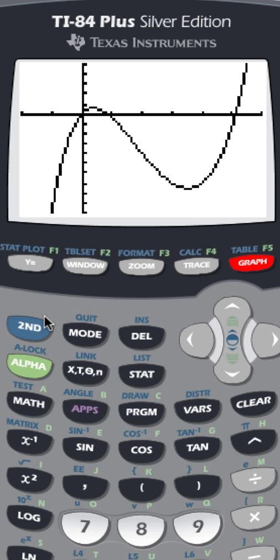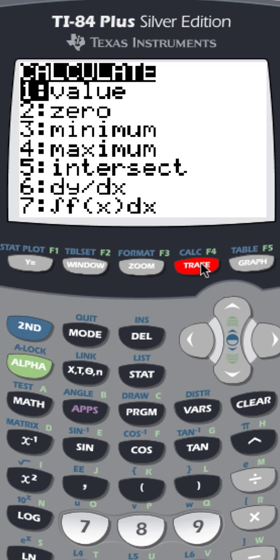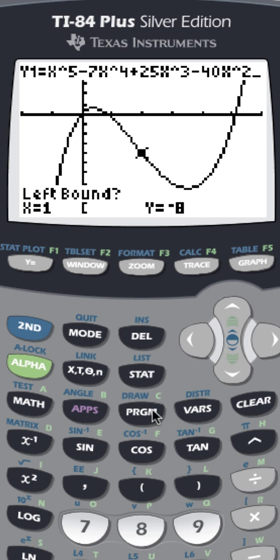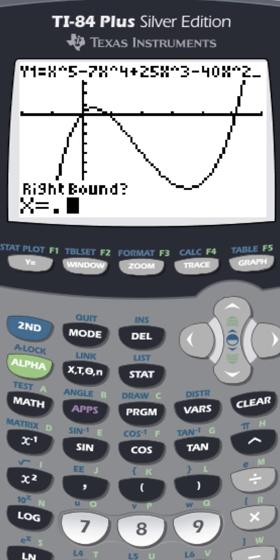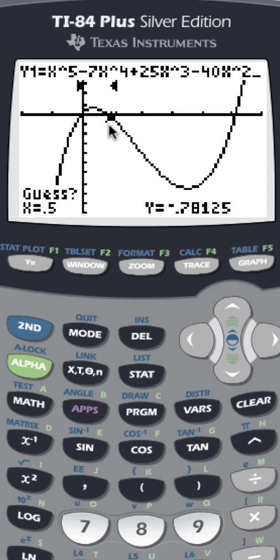If I take a look at my calculate menu, so second trace, and I'm going to calculate that first spot there was a maximum. I'm going to calculate that maximum. Now my left bound, I know it's between 0 and this 0.5. So I'm just going to type that in. 0 for my left bound, 0.5 for my right bound, and I can see these two little arrows right in here. My maximum is definitely within that range, so I'm good to go there.